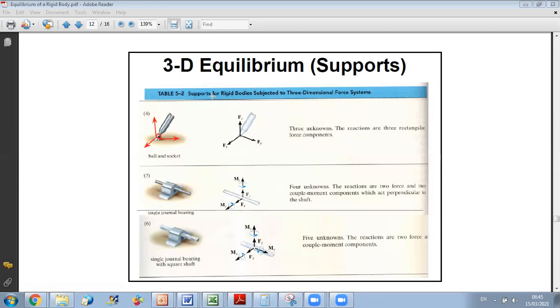Yes, I can rotate it in any direction I want. Okay, you can rotate it around this point in any direction, in X, in Y, or in Z. This is why it will not develop any reaction couple.